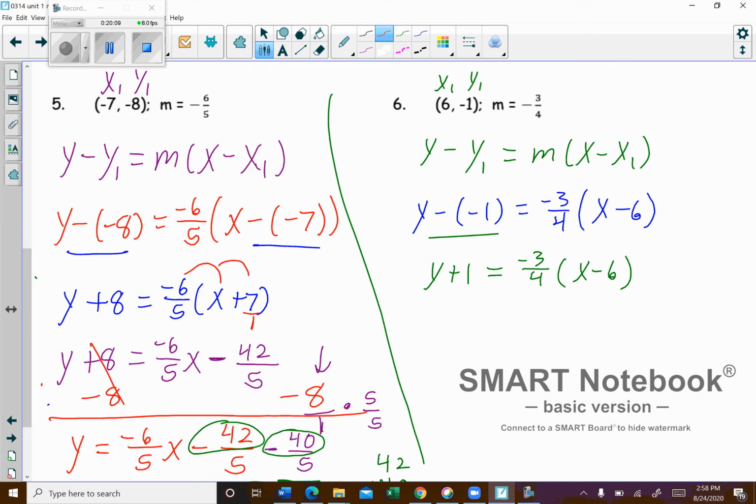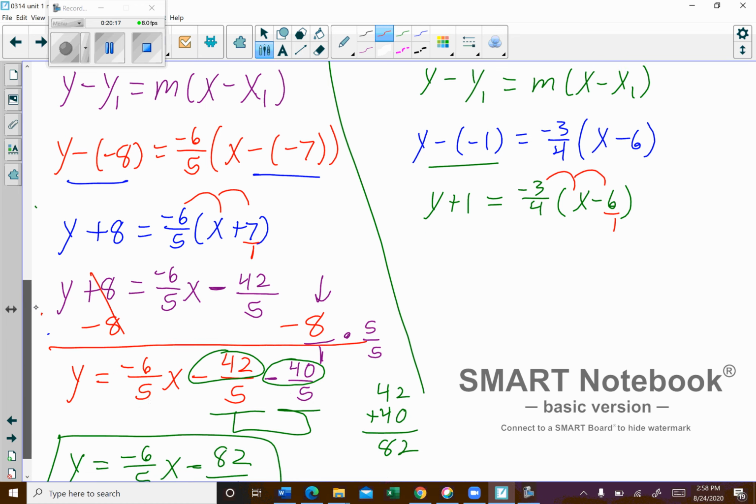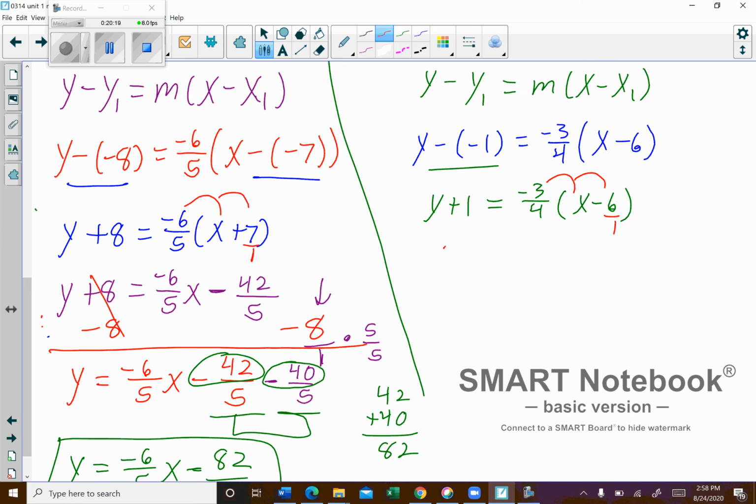And so now it's time to distribute that m value. And so this one will be, there's a couple different ways you can approach this. So let me go ahead and do this and we can talk about it. So y plus 1 equals negative 3 over 4x. Now I have double negatives here actually. I have a negative 3 over 4 times a minus 6. So that's actually going to become plus 18 over 4.